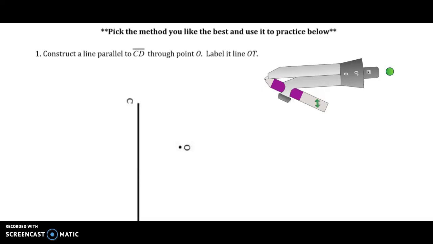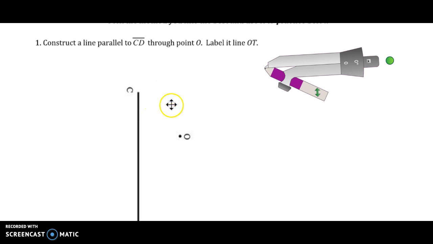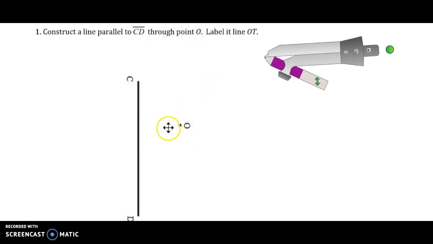This is Unit 1, Lesson 6. This is the last two practice problems of the lesson. Hopefully you have picked a method of the previous two that you like to use, and we'll use them on the two examples below. I personally like the copy the angle method because it's less steps, less things I have to remember. Again, up to you which one you want to choose to use for these examples.